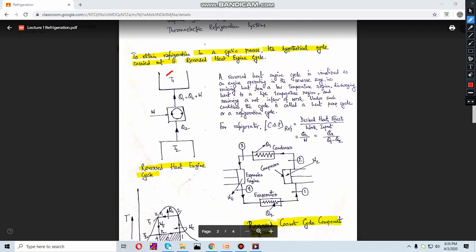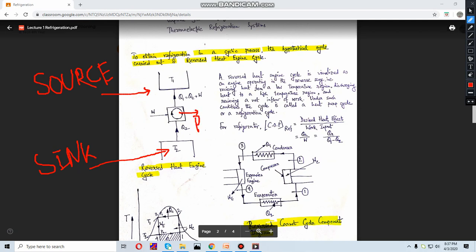So you can see that this is the source, and this is the sink. So an engine, or you can say a refrigerator or a heat pump, is working. So this is the refrigerator, and it is working between two thermal energy reservoirs.